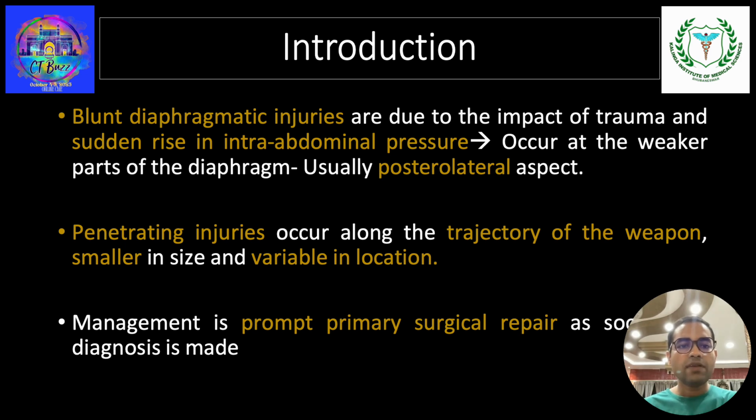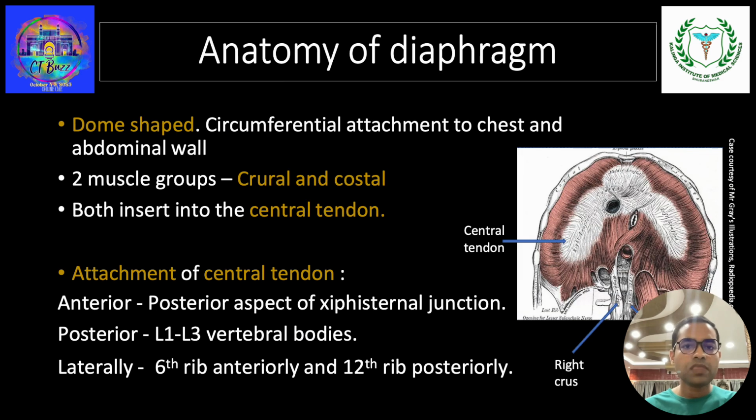Introduction. Blunt diaphragmatic injuries are due to the impact of trauma and sudden rise in intra-abdominal pressure that occur at the weaker parts of the diaphragm, usually the posterolateral aspect. Penetrating injuries can occur along the trajectory of the weapon, smaller in size and variable in location. Management is prompt primary surgical repair as soon as the diagnosis is made. Then, anatomy of the diaphragm.